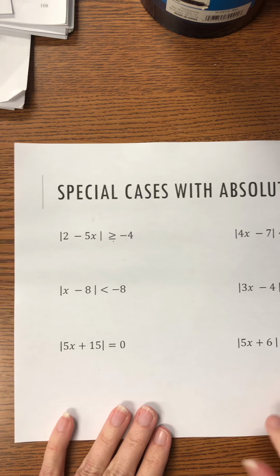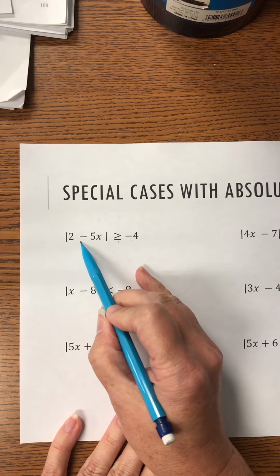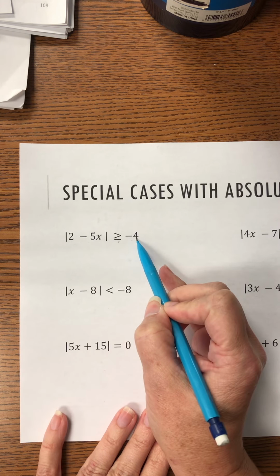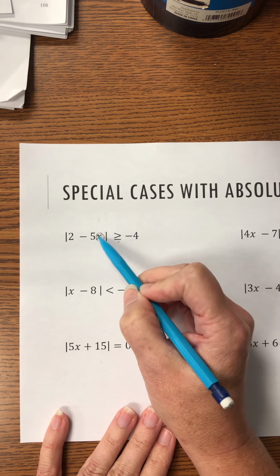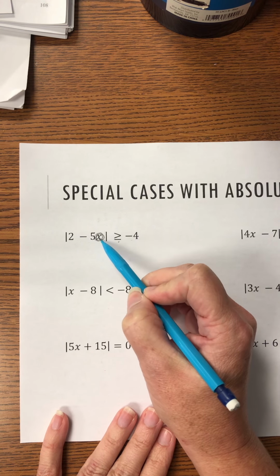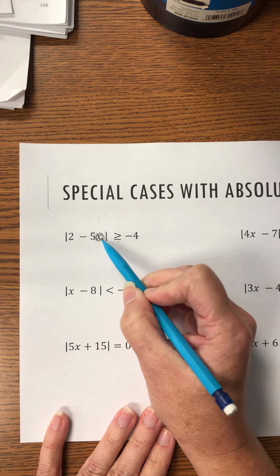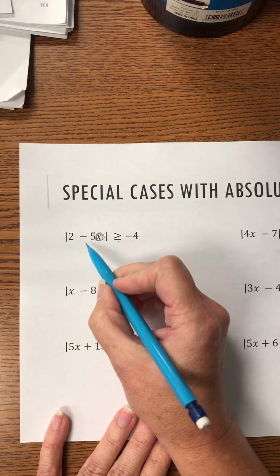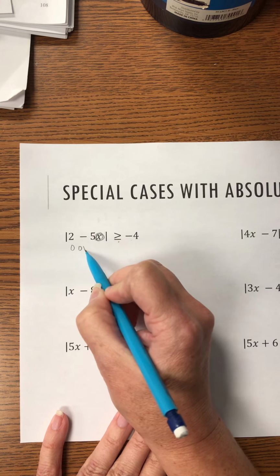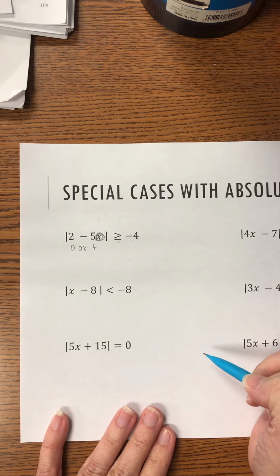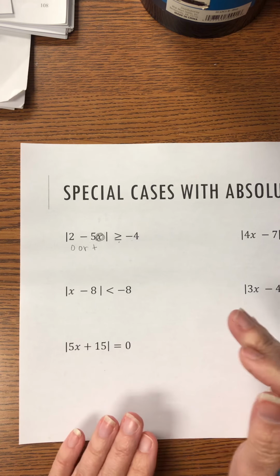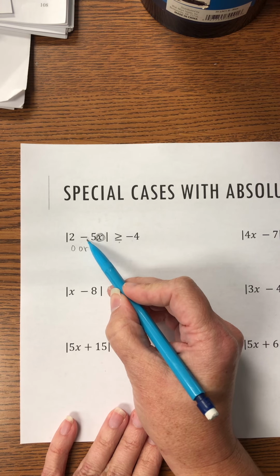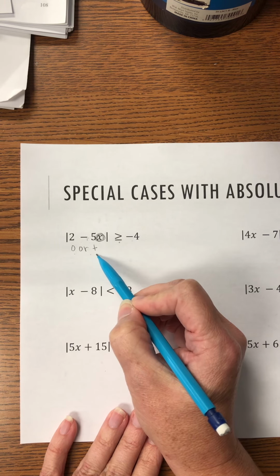So what we have here is the absolute value of 2 minus 5x, and it needs to be greater than or equal to negative 4. Well, it does not matter what real number I plug in for x. It could be negative, it could be positive, it could be 0. When I work it out and take the absolute value, I'm going to get 0 or a positive number. Those are my two options. That's it. Nothing that comes out of this will be anything other than 0 or a positive number.